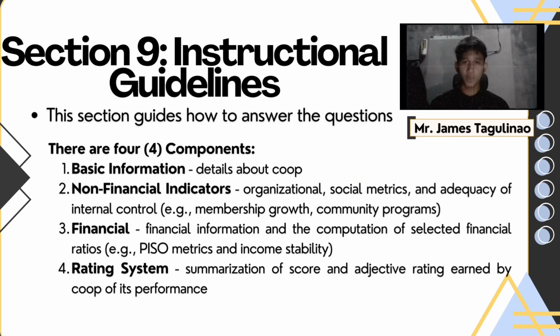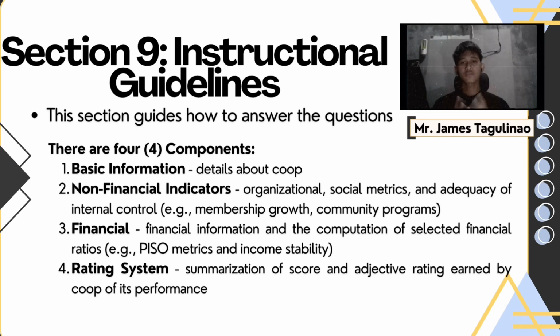The first component is the basic information, which usually covers the general details about the cooperative, like its name, type, and basic profile. The second component focuses on the non-financial aspect. This part looks at how the cooperative operates as an organization, how it performs socially, and whether its internal controls are effective. And even if a cooperative earns well, these areas are still important in measuring overall performance.